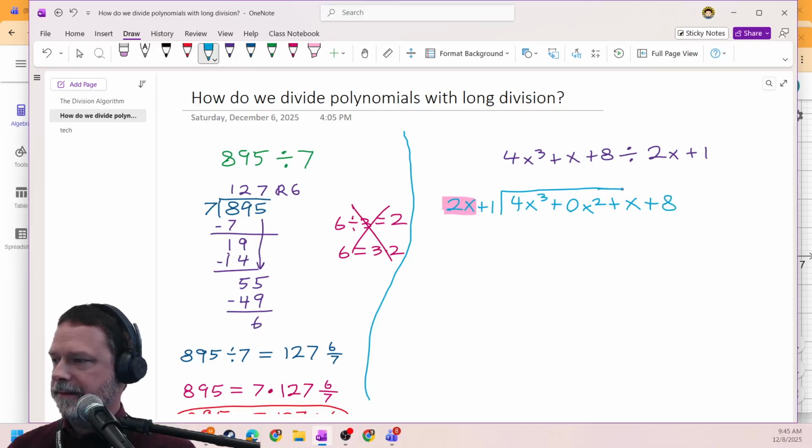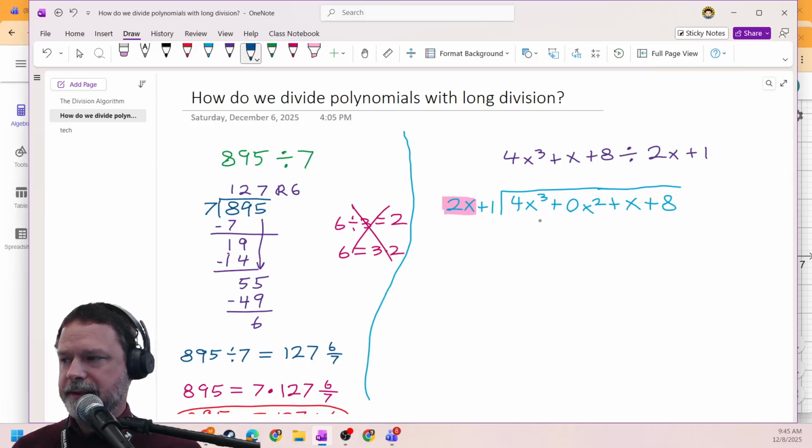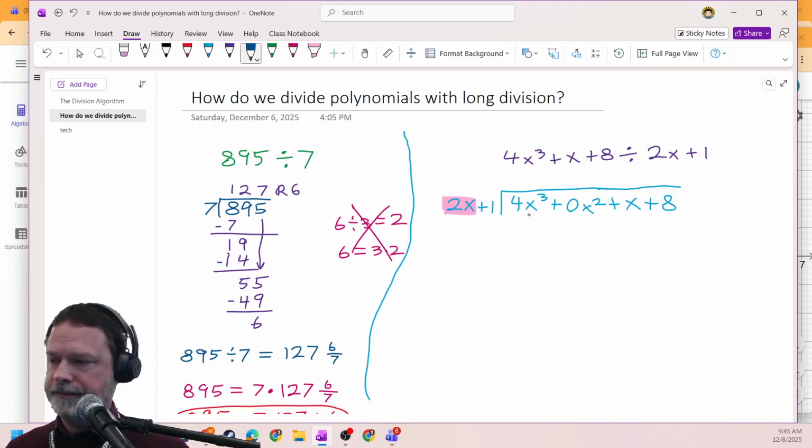There. I'm going to write it like that. Okay? And so when we do this division now, I only care about how many times 2x can go into 4x cubed. That's the only thing we need to worry about, is this greatest term, the term with the greatest degree that we're dividing, where our divisor is that, and then our first highest term over here. That's the first thing we're looking at.